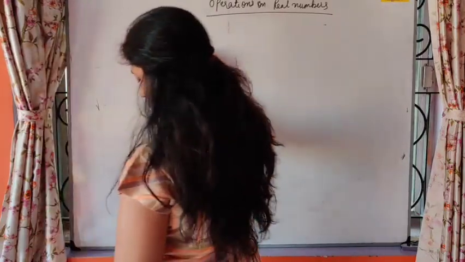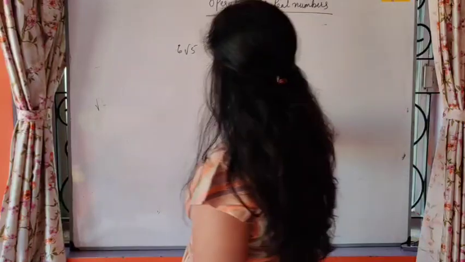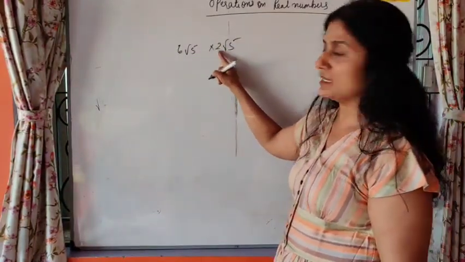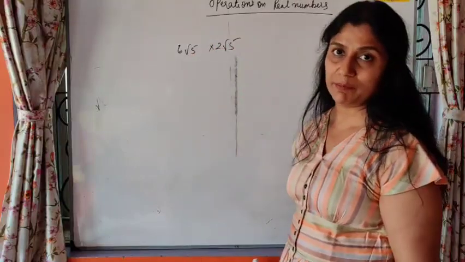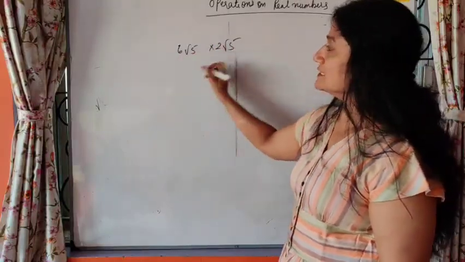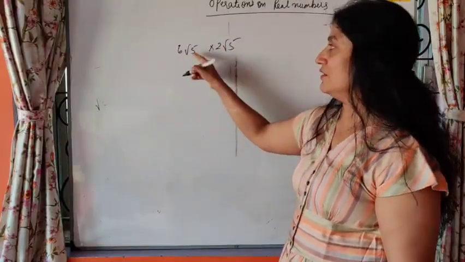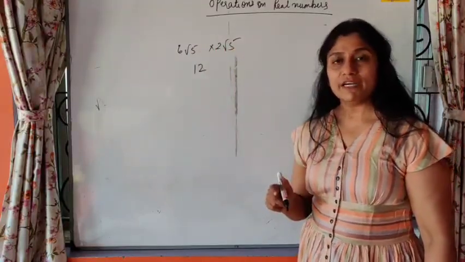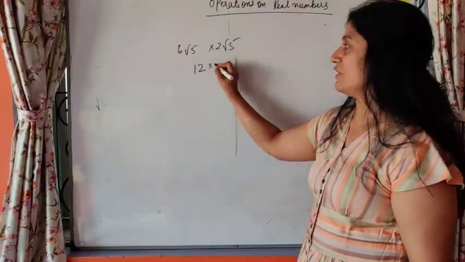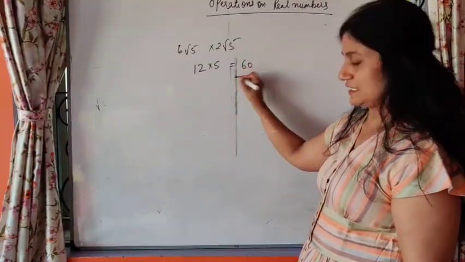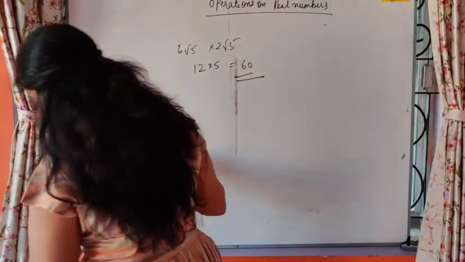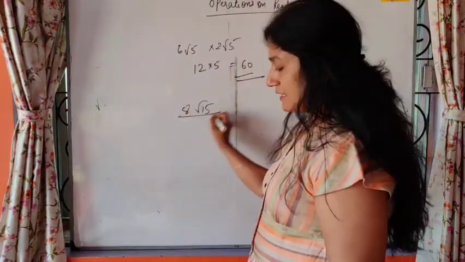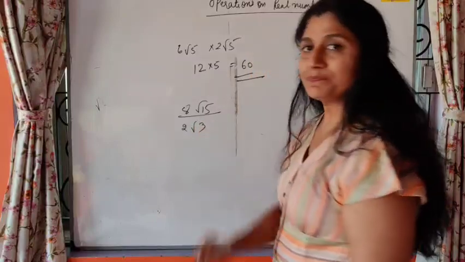multiply 6 root 5 by 2 root 5. How will you multiply? The number will be multiplied by the number and the surd will be multiplied by the surd. So 6 into 2 becomes 12. And root 5 into root 5, chalo jaldi, jaldi. What does it come to? Yes, it's 5. So this is 60. Now next is divide 8 root 15 by 2 root 3.